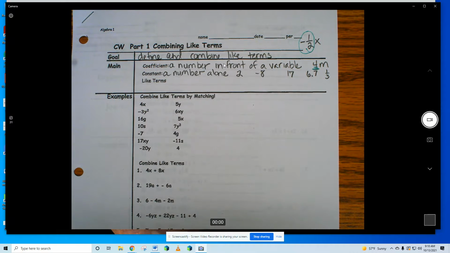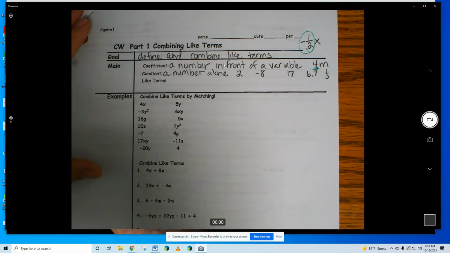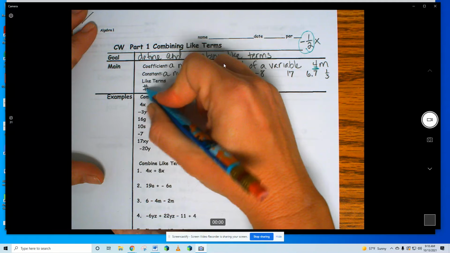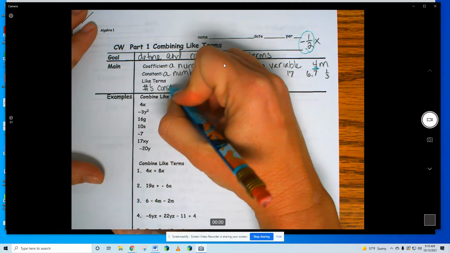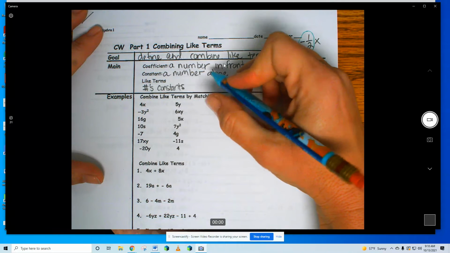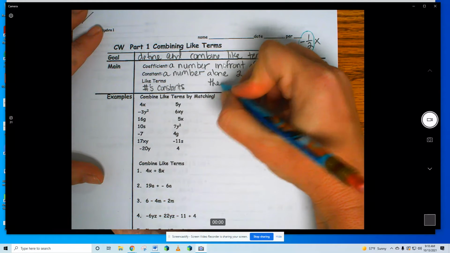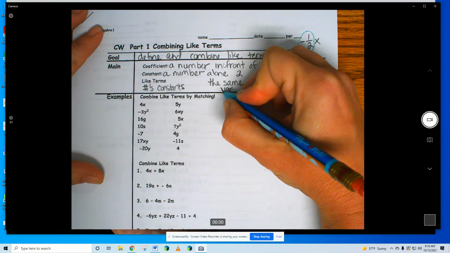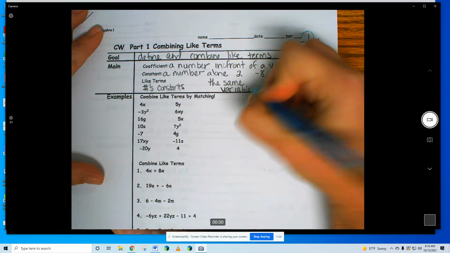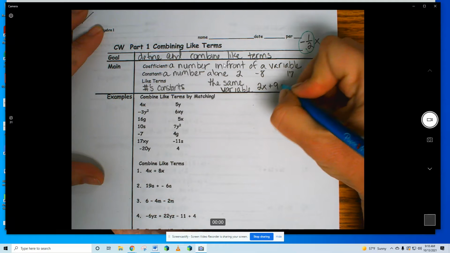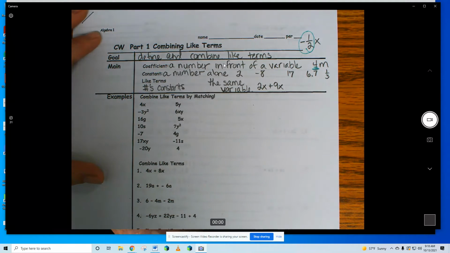Like terms. Like terms are going to be like constants are like terms, numbers, like constants. Those are like terms, or the same variable. Like 2x plus 9x. Those are like terms because they both have an x.